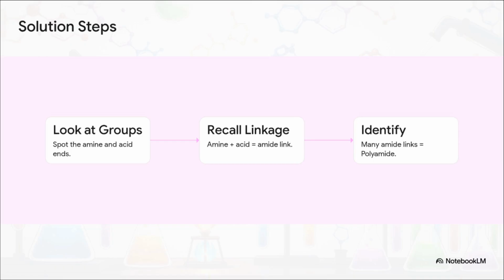Okay, step 2. What happens when an amine actually meets an acid? Well, they eliminate water and create an amide link containing nitrogen. This totally rules out choice A, polyester, because remember, polyesters lack nitrogen. And step 3, a giant chain of amide links is a polyamide. Therefore, the correct answer is undeniably C. See? When you systematically break it down using the sticky ends, it's actually pretty easy.